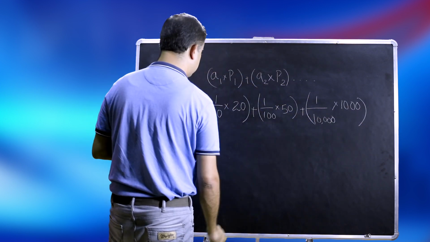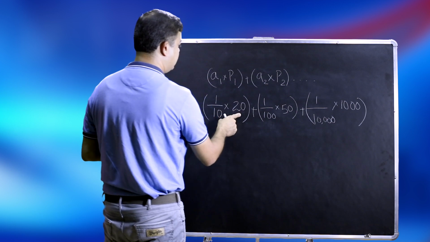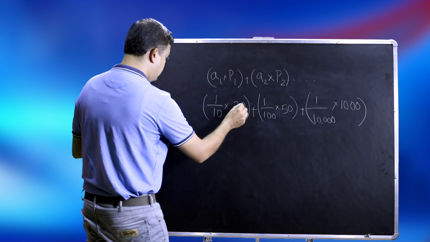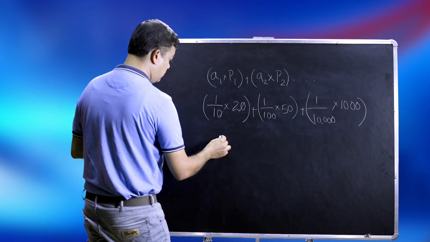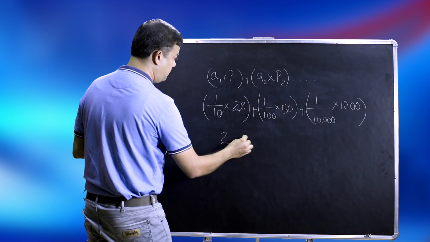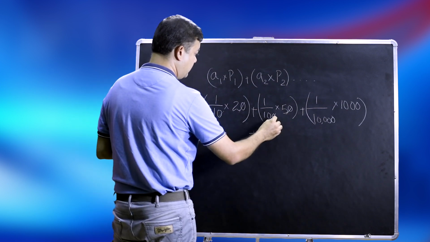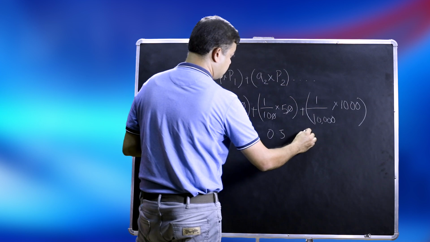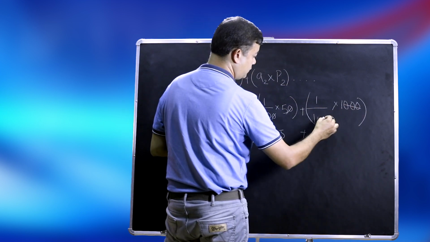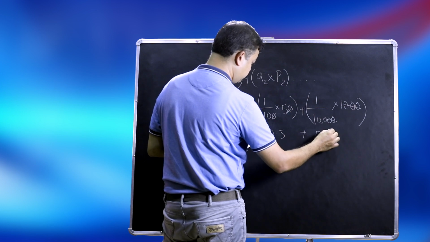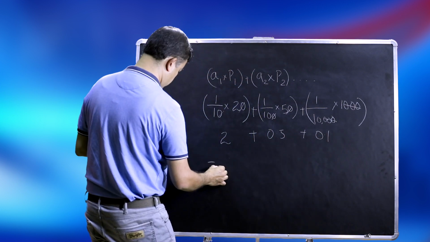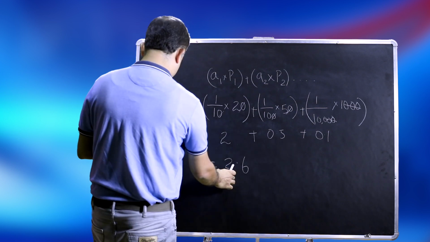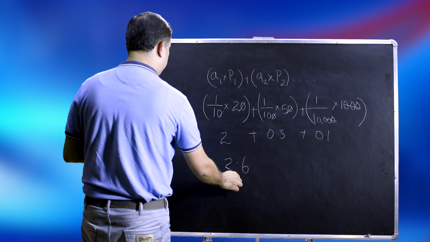So this is what the expectation is all about. You're just multiplying the amount with the probabilities and adding them up. So that is equal to this, you can simply sum it, you can solve it as 2 plus 5 into 10, so it's basically 0.5, plus 0.1. So that is equal to basically 2.6. So the expected value is 2 rupees 60 paise.